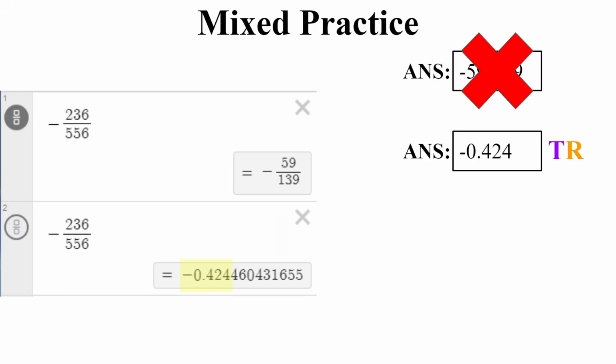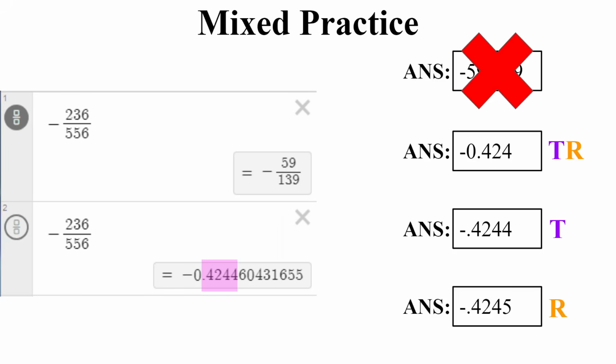Next, we are going to do it without the optional 0. So 5 characters there, and don't forget about the negative sign. So truncated would be negative 0.4244. And then rounded would be negative 0.4245. We would round up because the number 6 is 5 or bigger. Great, so there are 3 acceptable answers for this question.